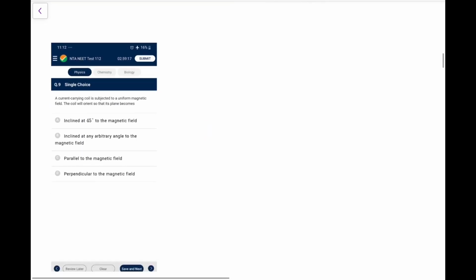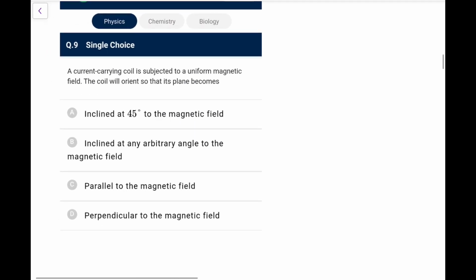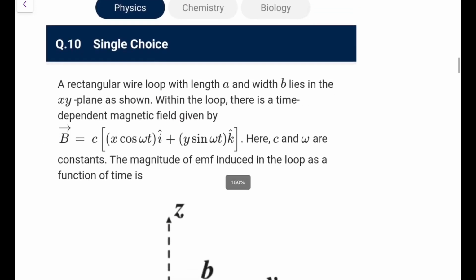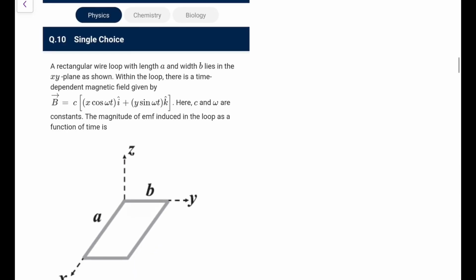Next one: a current carrying coil is subjected to a uniform magnetic field. The coil will orient so that its plane becomes inclined at 45 degrees to the magnetic field, inclined at any arbitrary angle, or parallel to the magnetic field. You know, it is a stable equilibrium when the area vector is parallel to the magnetic field. It's something like this. This area vector becomes parallel to this magnetic field. That means the plane will be normal to the field. So go for that option.